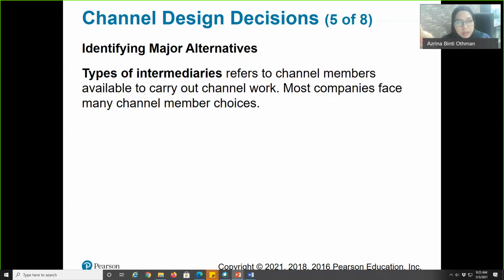So how to identify major alternatives? How to identify types of intermediaries? Sebab dalam setiap intermediary level tu dia ada banyak tadi kan? You need to refer to the channel members available to carry out the channel work. Most companies face many channel member choices. So biasanya bila kita buka business, bila kita buka company, kita akan nampak banyak alternative, banyak intermediaries, so kita pilih yang mana satu yang paling penting. Contohnya sekarang banyak guna online. Online biasanya direct saja, from producer to consumer. Ataupun maybe you nak cari agent. That is the best way.